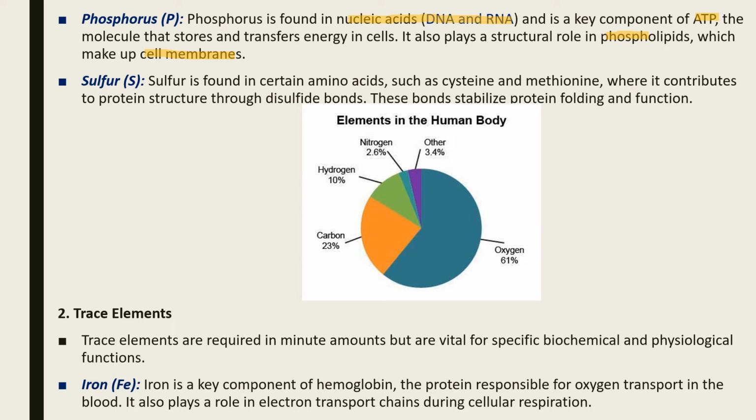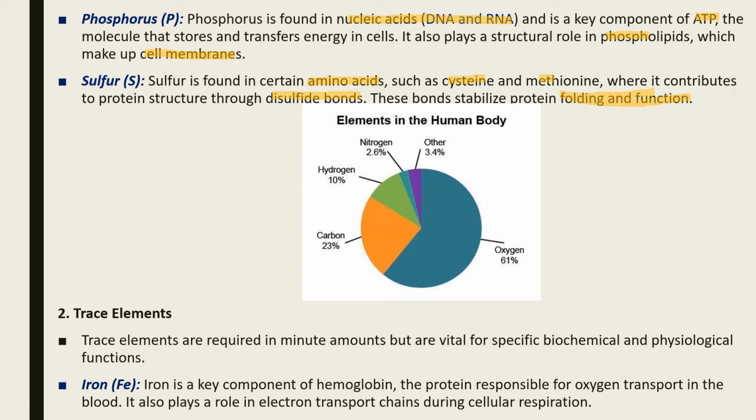The last element in the basic elements is sulfur. Sulfur is mostly found in proteins such as cysteine and methionine, where it contributes to protein structure through disulfide bonds. It's not mandatory for every protein to have sulfur, but in some proteins it is there. These bonds stabilize protein folding and function.